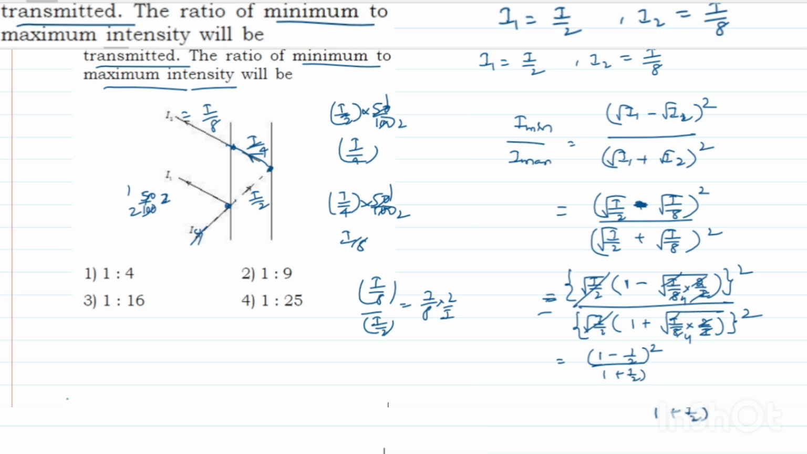So here we will be getting 1 by 2 whole square, which is nothing but 1 minus 1 by 2 is 1 by 2 whole square, by 3 by 2 whole square here. Therefore I minima to I maxima value will be equal to 1 by 2 whole square, means 1 by 4. When you bring it into the numerator, it becomes 1 by 4 over 3 by 2 whole square. So it becomes 4 by 9. 4 gets cancelled. It is the ratio of 1:9 you are getting.